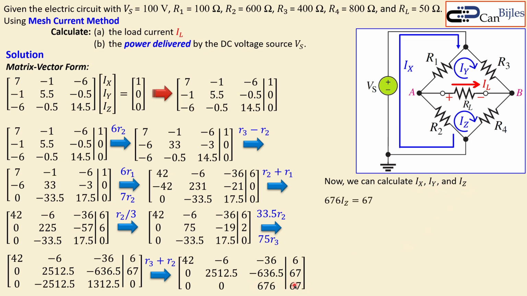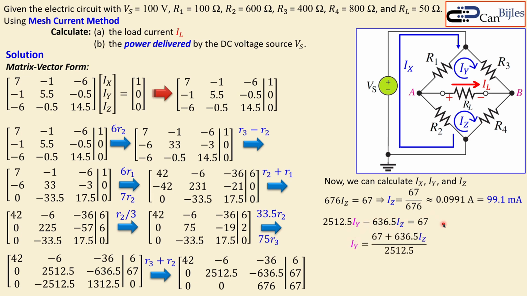Like I said, this third row will give me this equation, and I will now have 67 over 676, which will be approximately 99.1 milliamps. I will just also make it blue to recognize this easily. The next one is the second row. That will be 2,512.5 minus the 636.5 times IZ is 67. Now we know IZ, so I can now calculate IY. Let's rewrite this, place this to the right side, divide by this number, 2,512.5. Just substitute this in here, you will get 51.8 milliamps.